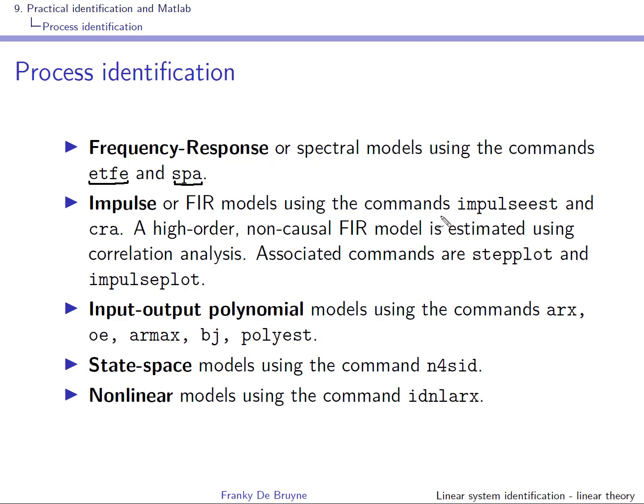You can also obtain the impulse response using a FIR model structure, and this is covered using the command impulseest, right? And associated to that, you have a command stepplot to obtain the associated step response, and then you have the command impulseplot to have an idea of the impulse response. So these are two things that you can do before really starting the black box identification.